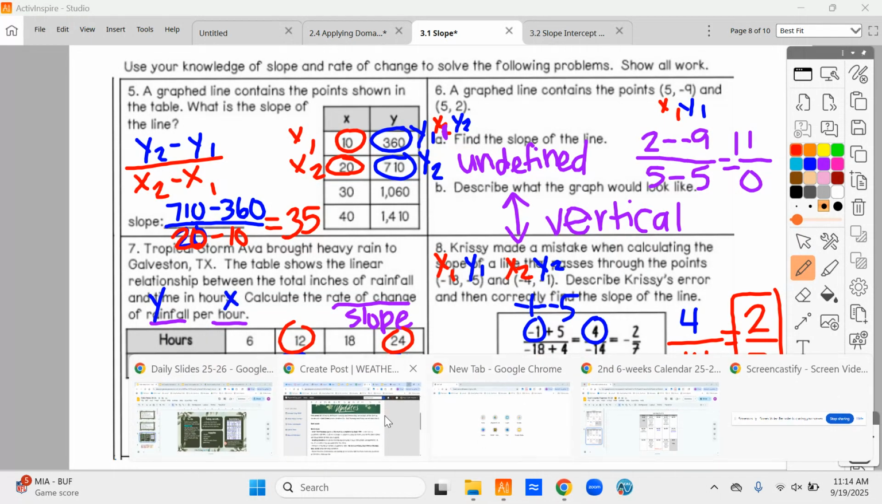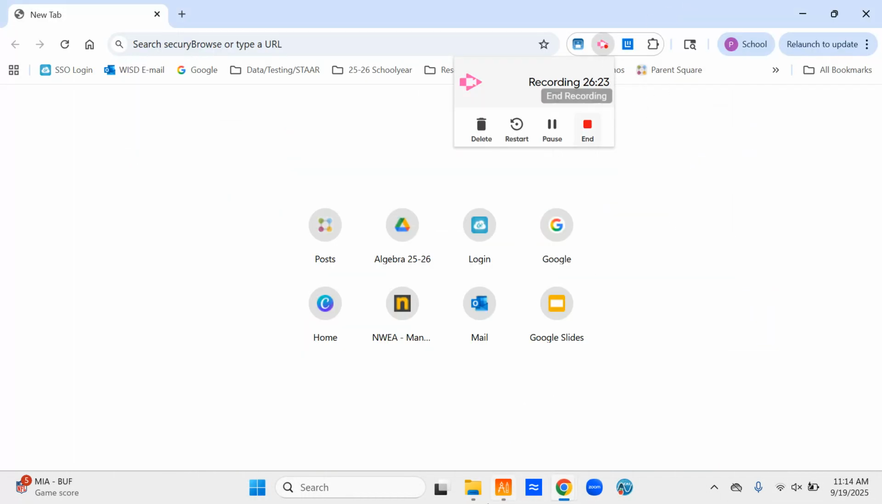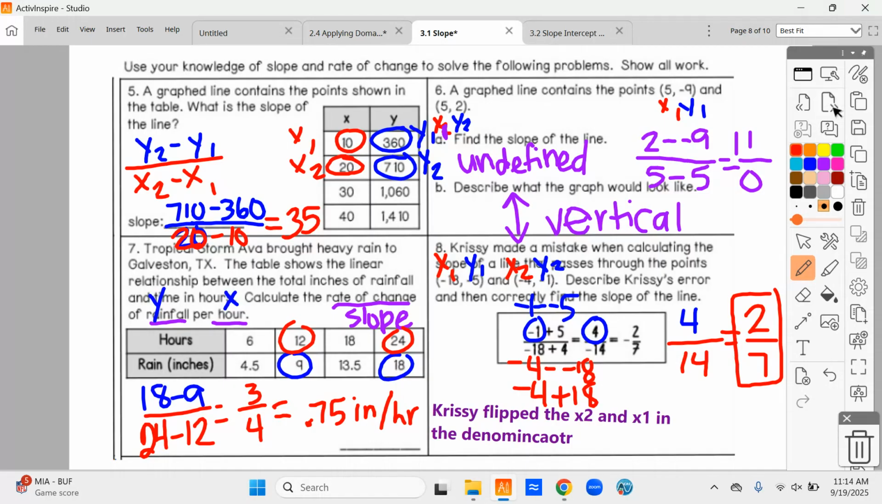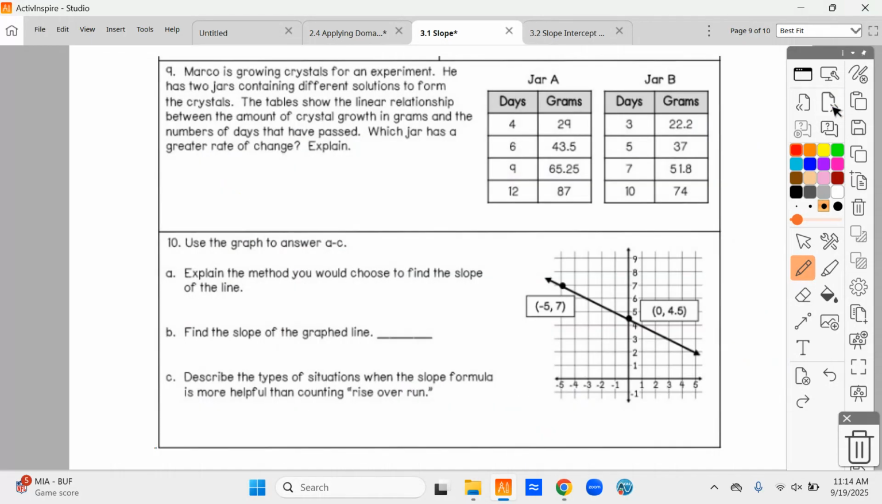All right, we're just about out of time here, so I'm going to do one more with you. At least one more, I guess. Marco is growing crystals for an experiment. He has 2 jars containing different solutions to form the crystals. The tables show the linear relationship between the amount of crystal growth in grams and the number of days that have passed. Which jar has a greater rate of change? So think greater slope.